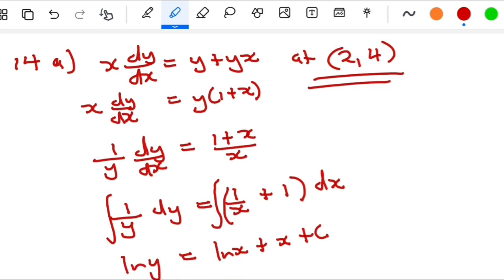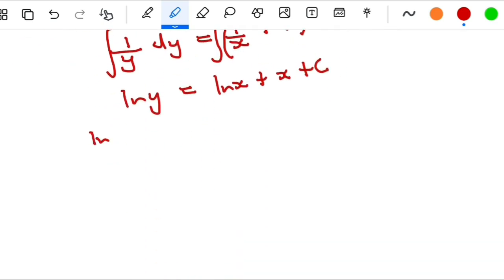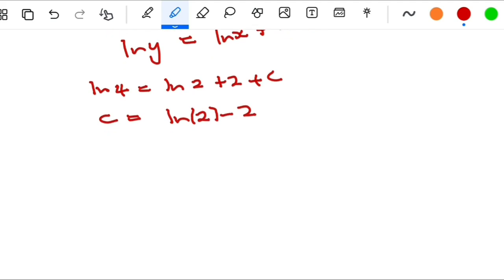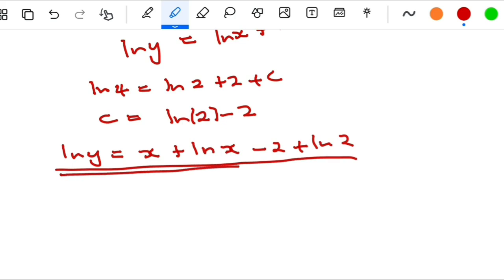Okay, when we're here, we now say you are given your point, this one here, you're now substituting for x and y to get c. So ln 4 equals ln 2 plus 2 plus c. So c equals ln 2 minus 2. Okay, right, so having that one, I can rewrite my solution as ln y equals x plus ln x minus 2 plus ln 2. So this is my solution for that differential equation.